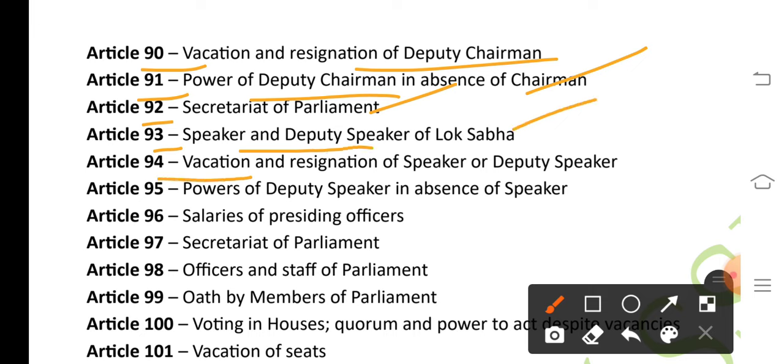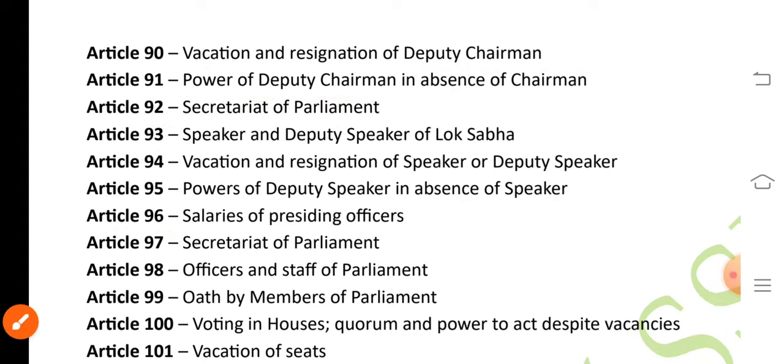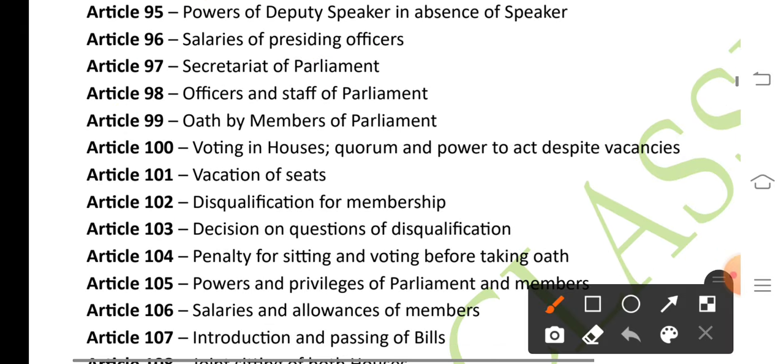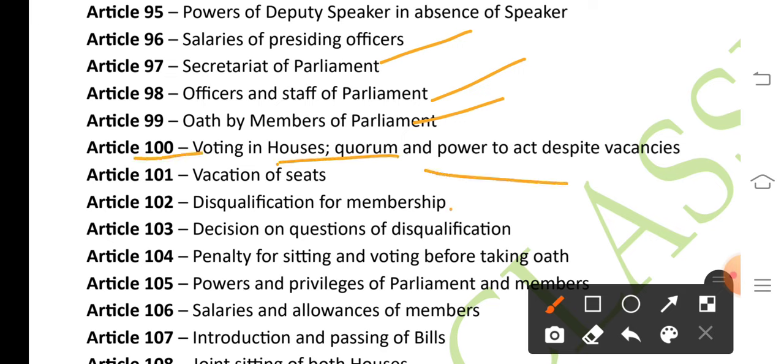94, vacation and resignation of speaker or deputy speaker. 95, powers of deputy speaker in absence of speaker. 96, salaries of presiding officers. 97, Secretariat of Parliament. 98, officers and staff of Parliament. 99, oath by members of Parliament. 100, voting in houses, quorum and power to act despite vacancies.